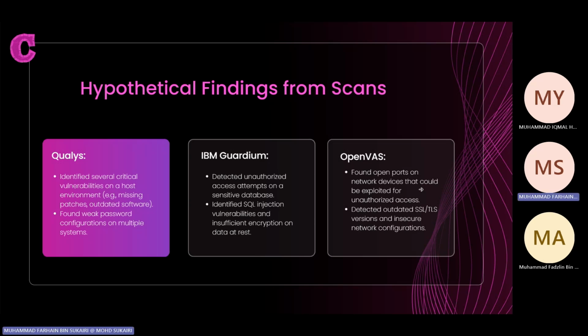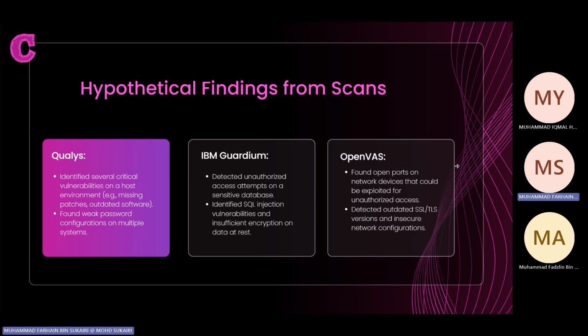The tool also identified a SQL injection vulnerability, which could be exploited by an attacker to manipulate the database query and steal or alter the data. The last one is OpenVAS. The OpenVAS scan uncovered multiple open ports on a network device that could potentially be used to gain unauthorized access to the network. This is a significant risk, as an attacker can exploit this to infiltrate the network.